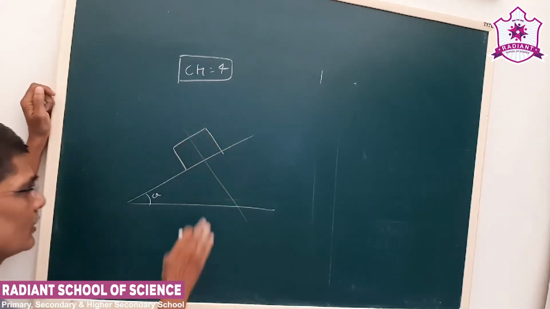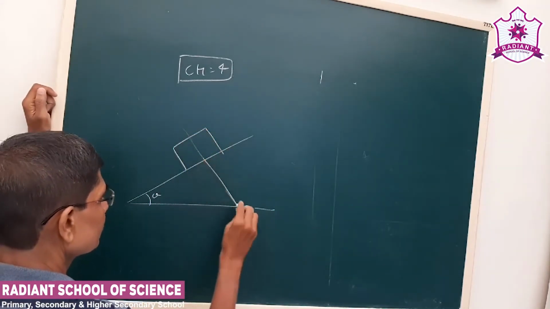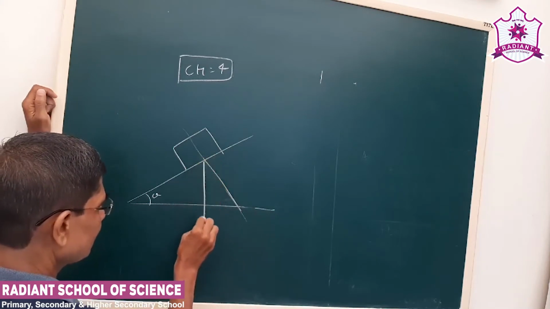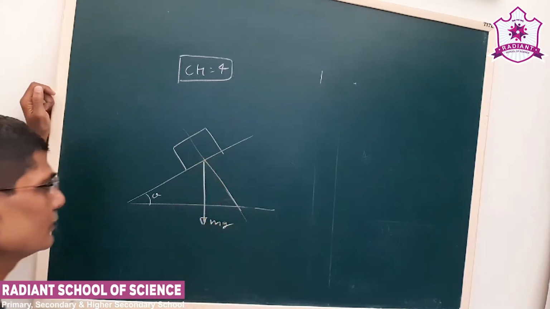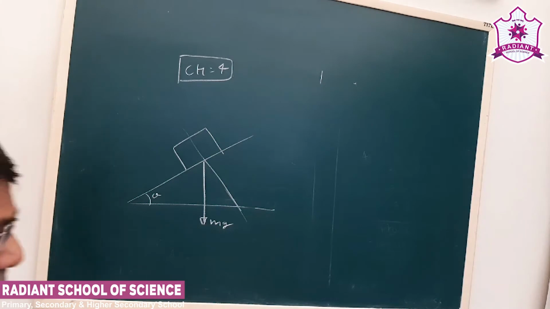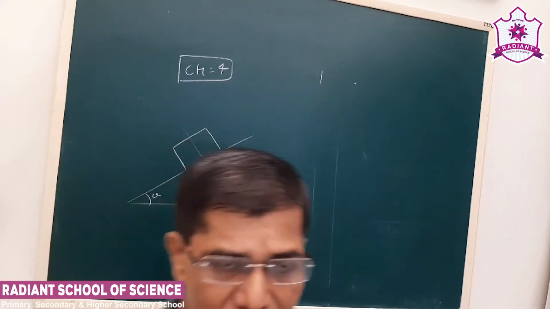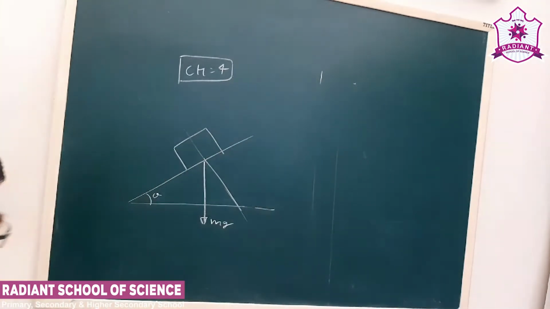Okay, the block is like this. Now see the weight, mg. There is a weight, that is the gravitational force acting on a body. Now this is a slope. The body is resting on a slope.